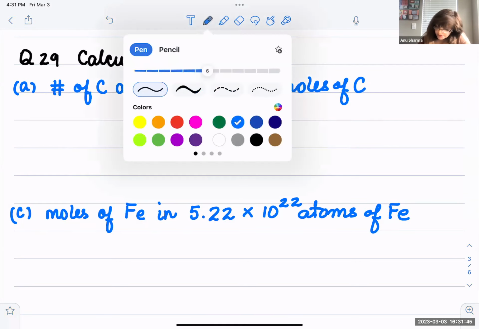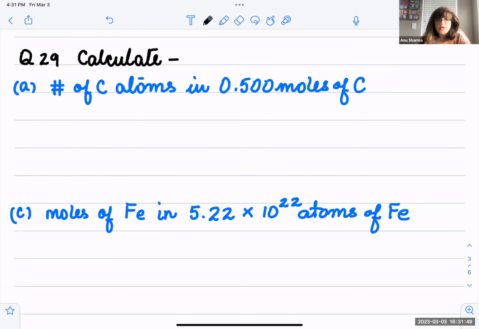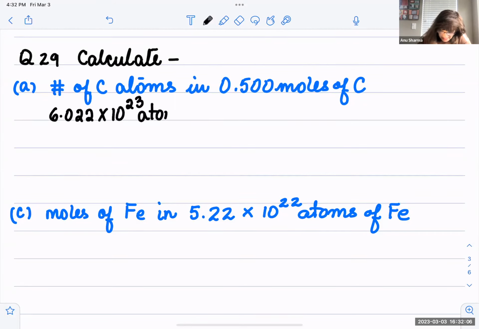So here, there are certain things that you should already know, and that is given, and that's the equality. So we are first of all looking at the number of carbon atoms. That means we are talking about Avogadro's number, which is 6.022 into 10 to the power 23 atoms. So these many atoms of carbon is equal to 1 mole.